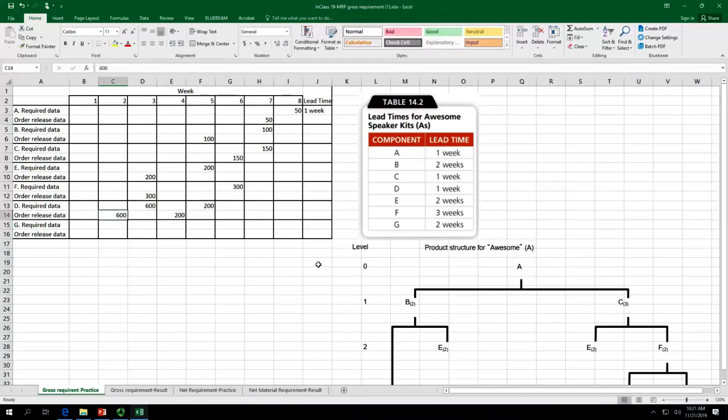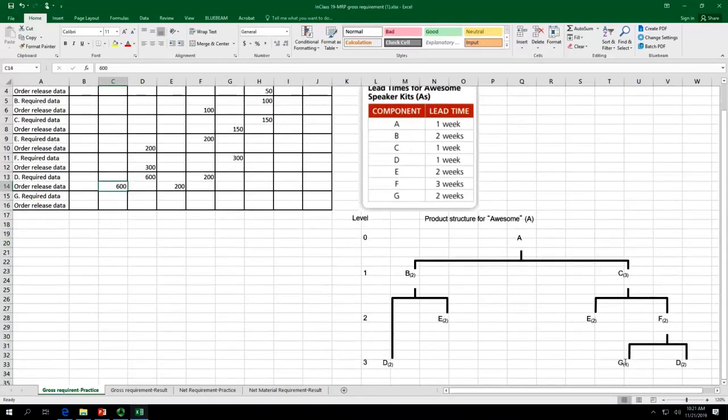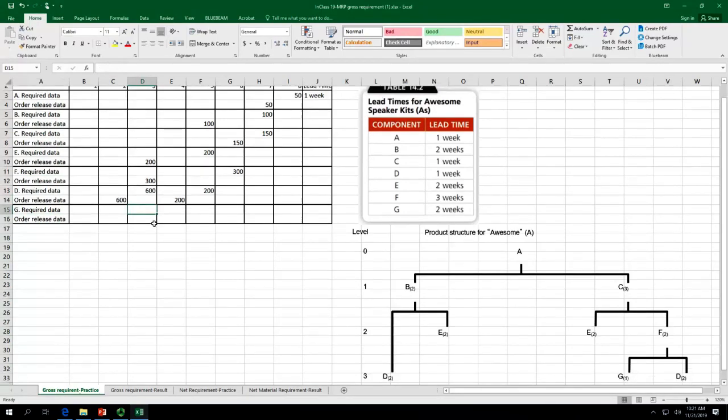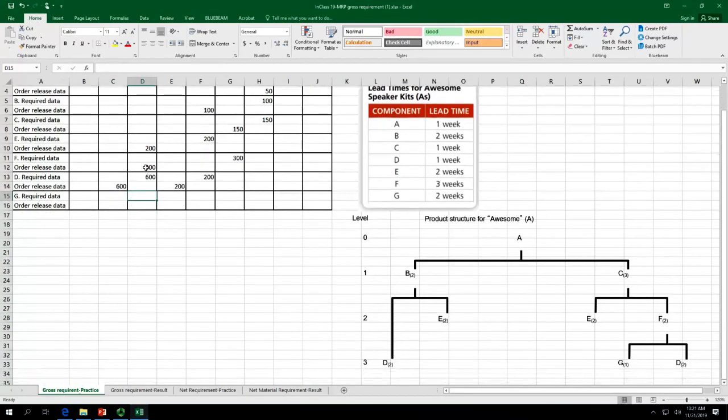And the next one is G. G is associated with F. We will see where F is. F, it is over here. How many G do we need? Exactly 300. 1 G is associated with 1 F, so 300 over here. 2 weeks production time, lead time. So you need to release the order in the 1st week.